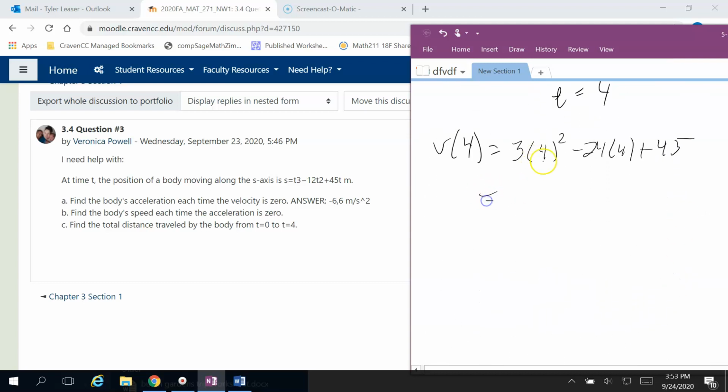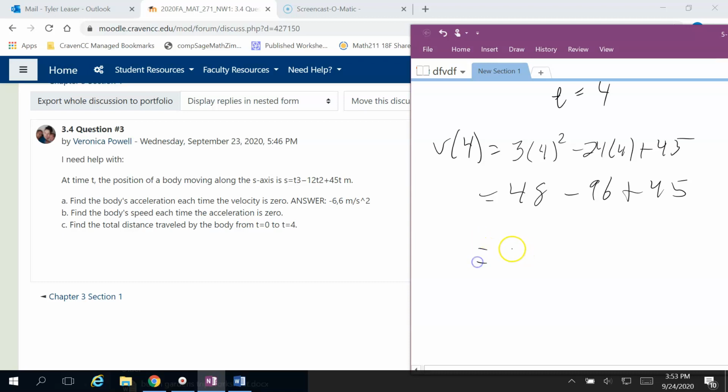All right. Just use your calculator or whatever you need to do to get this answer here. I'm going to have to use a calculator. So plug in all these numbers to the calculator to get an answer. This first part's 48 minus 96 plus the 45.